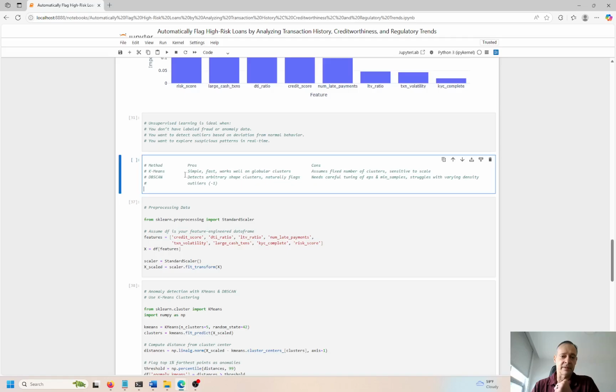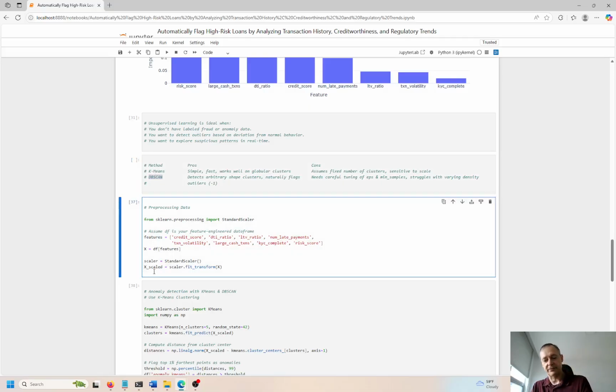So K-means clustering is simple, fast, and works well on globular clusters, and DBSCAN detects arbitrary shapes or clusters and naturally flags outliers, right? So these are two different clustering techniques. We can use both. I think K-means is probably the most popular. DBSCAN is density-based scanning. And if you have a few outliers, but they're spread around and you don't really know where they are, we can tease these out pretty easily using DBSCAN. That's what this technique is good for.